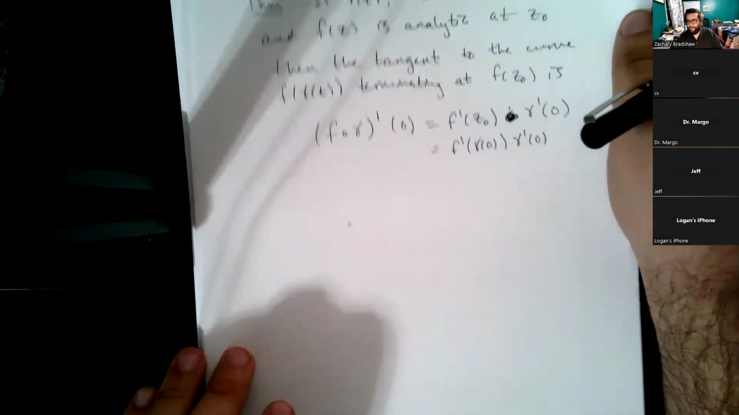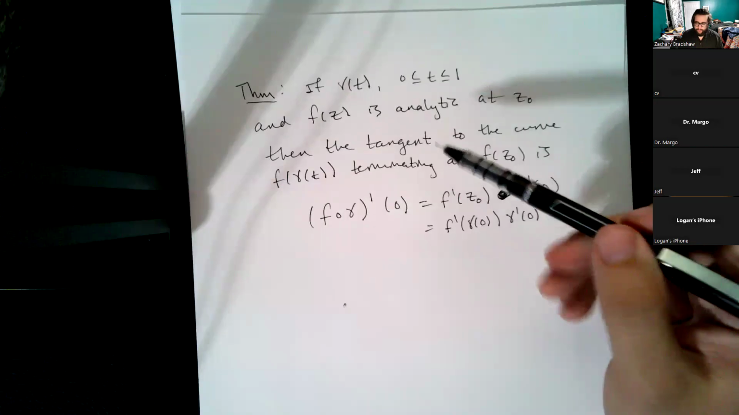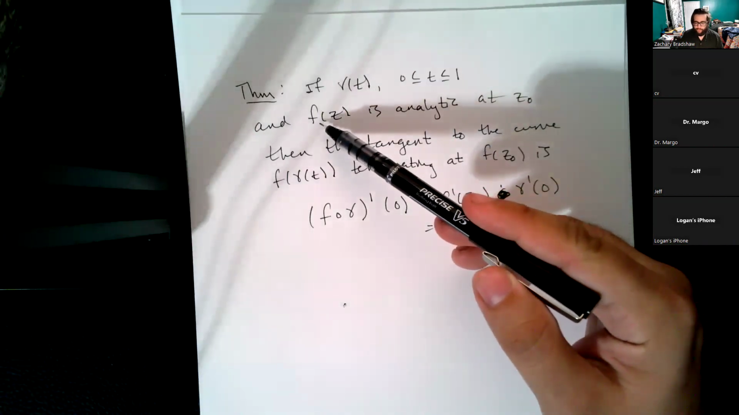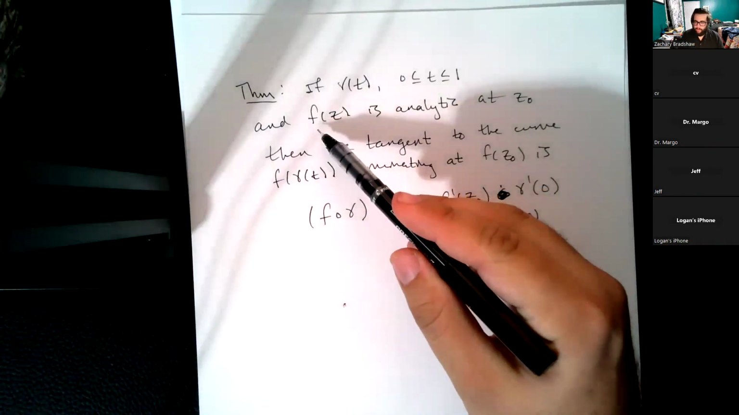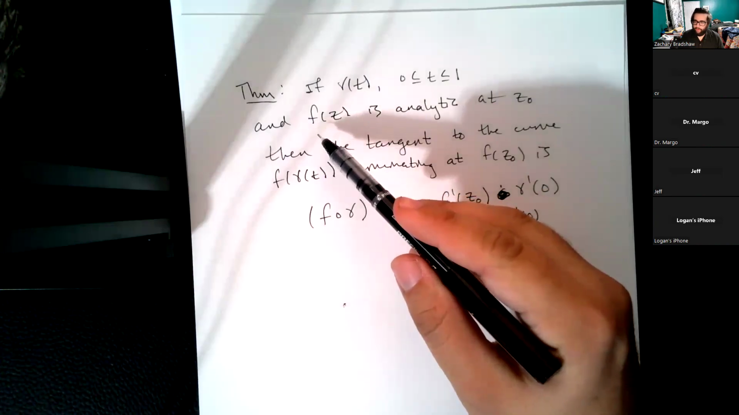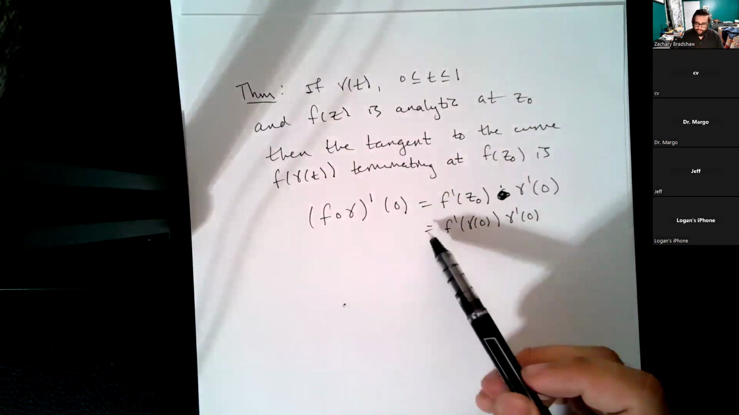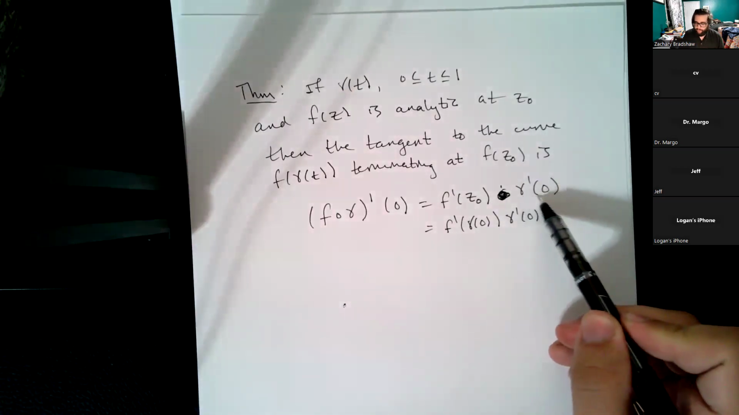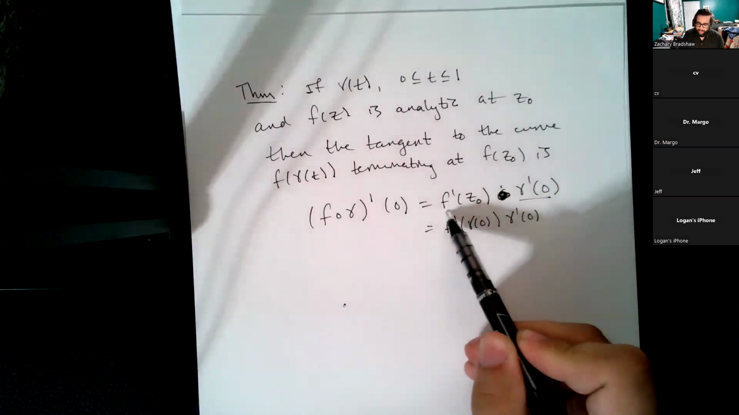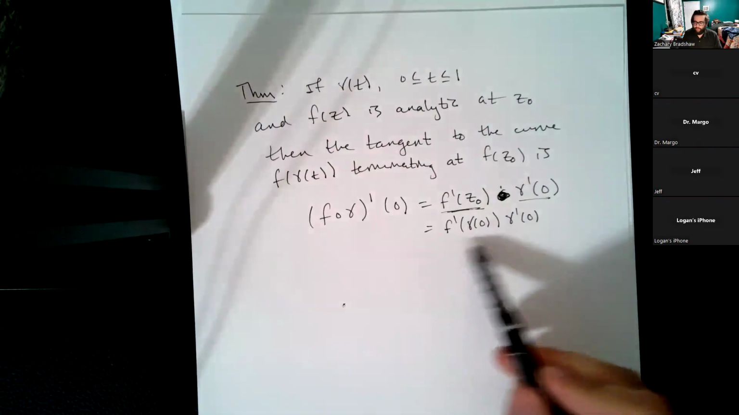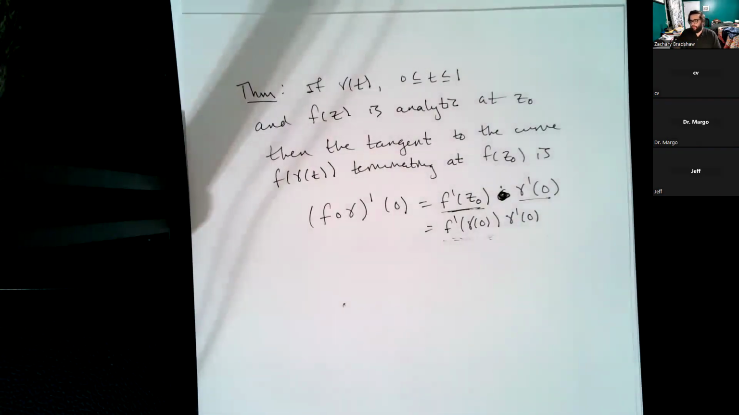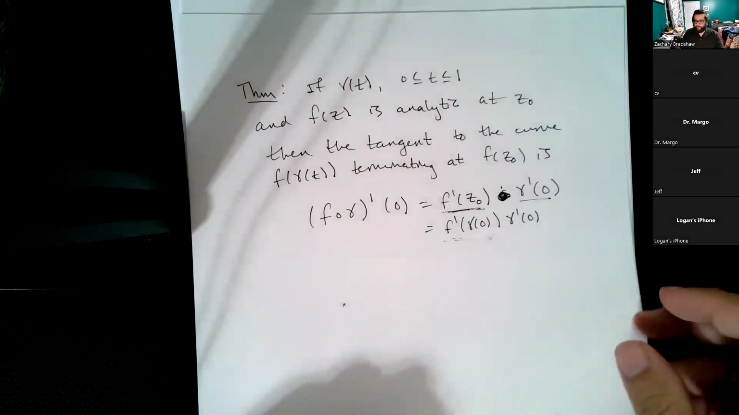And well, what does this say? If I have a curve and I map it to another complex plane with this function f, what happens to the tangent vector to the curve? Well, it's the tangent vector of the original curve multiplied by this term here, f prime of z0, or f prime of gamma of 0. And so we have a dilation of the tangent vector.